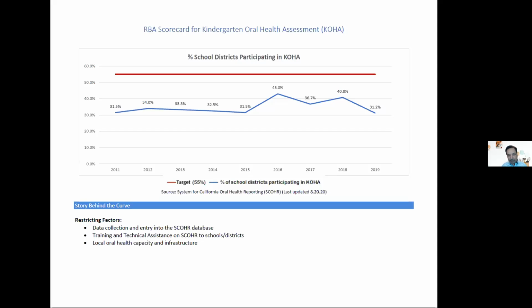And there was some confusion. School districts were sending the data to CDA. So this is what we think happened during this time. This one indicator is percent of school districts. The next one is percent of children.